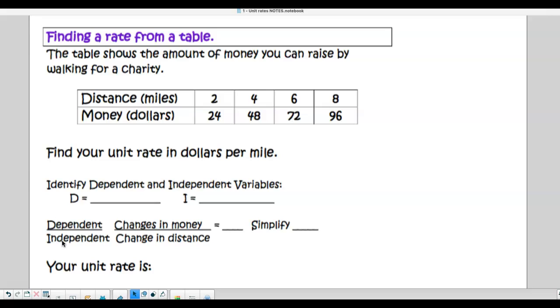Okay, finding a rate from a table. Okay, this is moving down on your page. So sometimes we go across, now we're going down. The table shows the amount of money you can raise by walking for a charity. Okay, so if you walk 2 miles, you're going to earn $24. 4 miles, $48. 6 miles, $72. 8 miles, $96. We're going to find our unit rate. These are our two variables, distance and money. Which one do you think is dependent and which is independent?